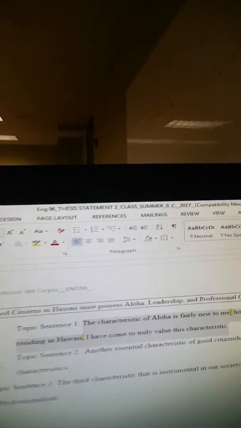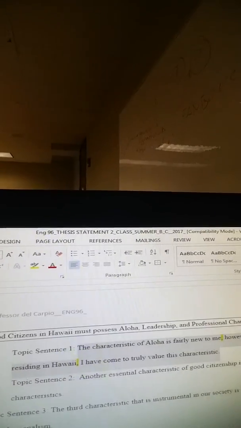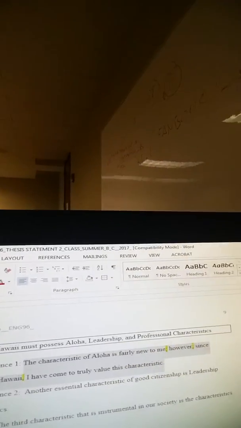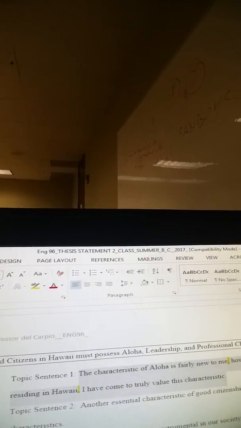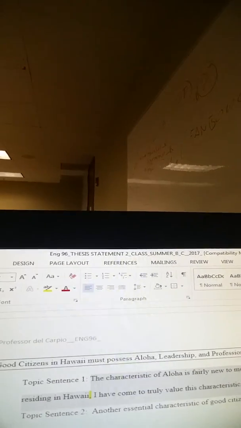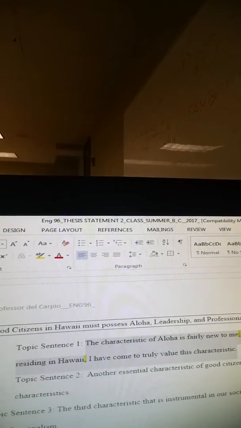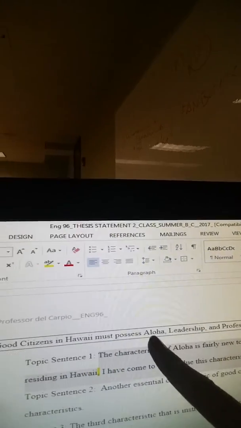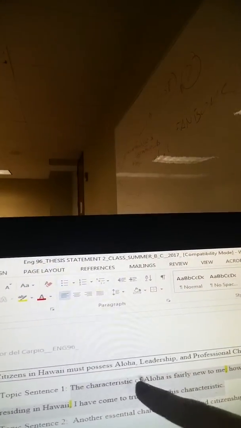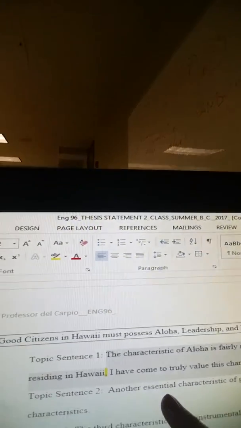What is leadership in Hawaii? You must be leadership. It's essential in Hawaii. Another must-have characteristic. No, I don't. Because in Hawaii must possess aloha, leadership, and profound. They must possess aloha. Aloha means this. Yes, please.